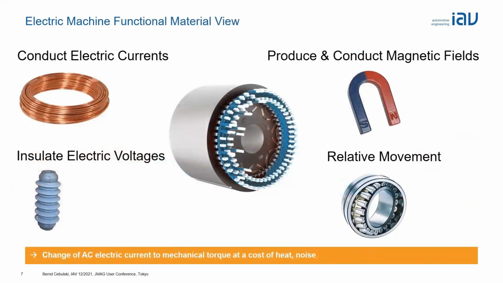The function that an electric motor has to achieve, besides its transformation from electrical to mechanical power, is that it has to conduct electric currents, which is mainly the part of the copper. It has to produce and conduct magnetic fields, which is mainly part of the iron and somehow also the magnets. It has to insulate the electric voltages, otherwise the motor of course is running in short circuit. And there are mechanical tasks like the relative movement of the rotor against the stator, which needs bearings and other parts to get the required torque out of the motor. So all that comes at a cost of heat and noise that you of course want to minimize.